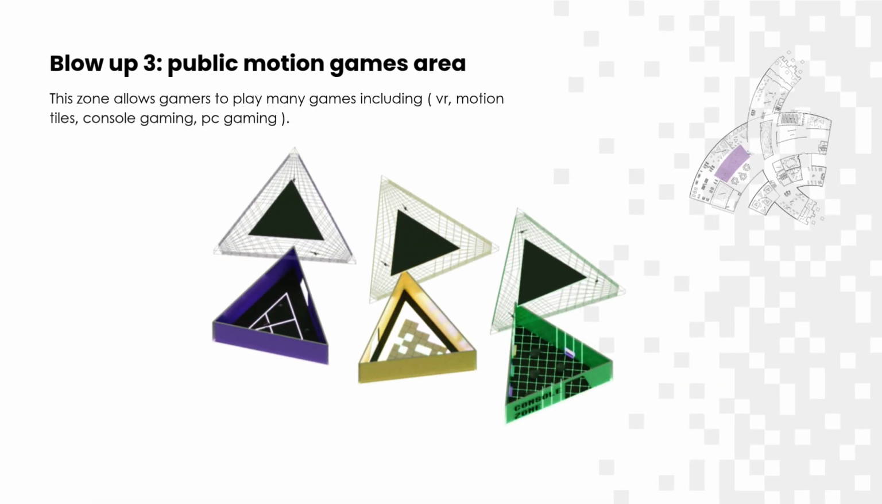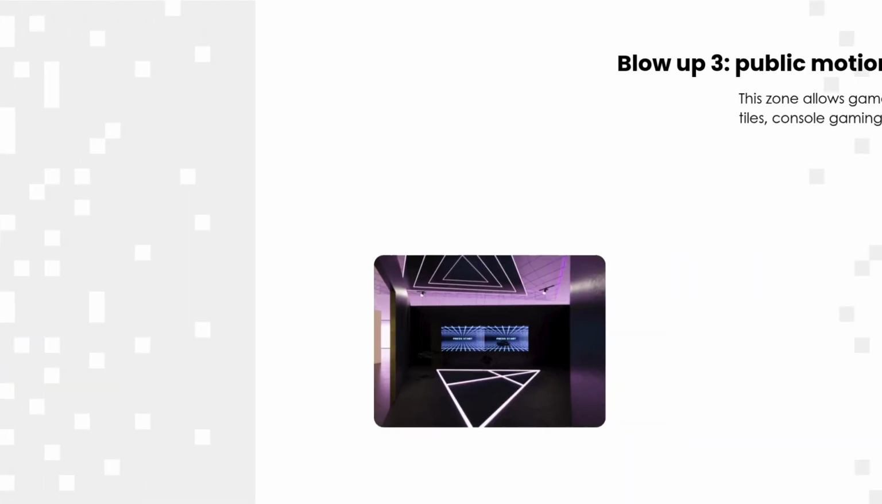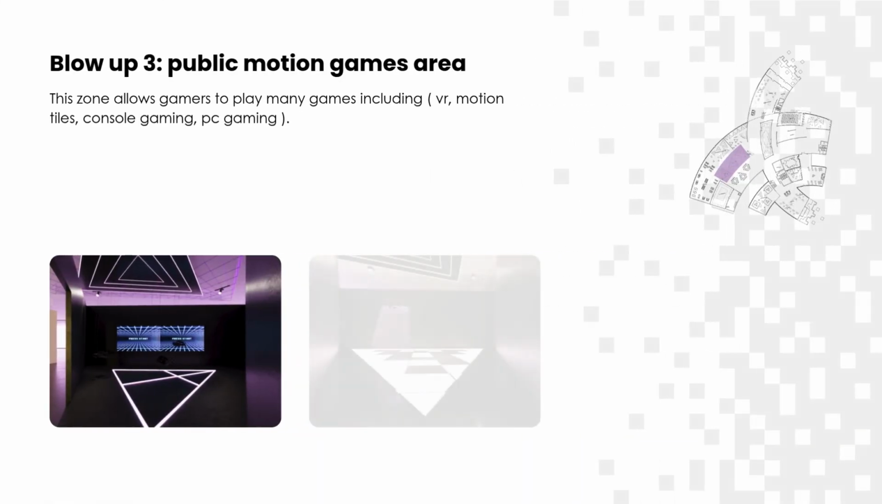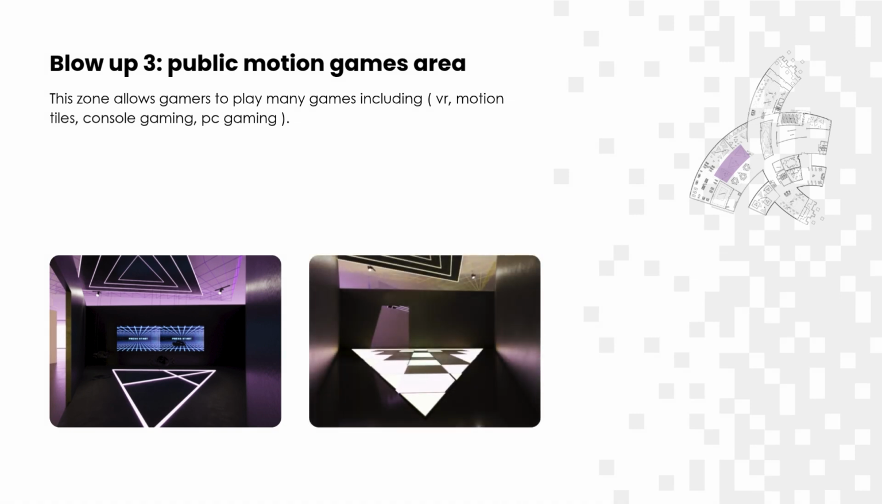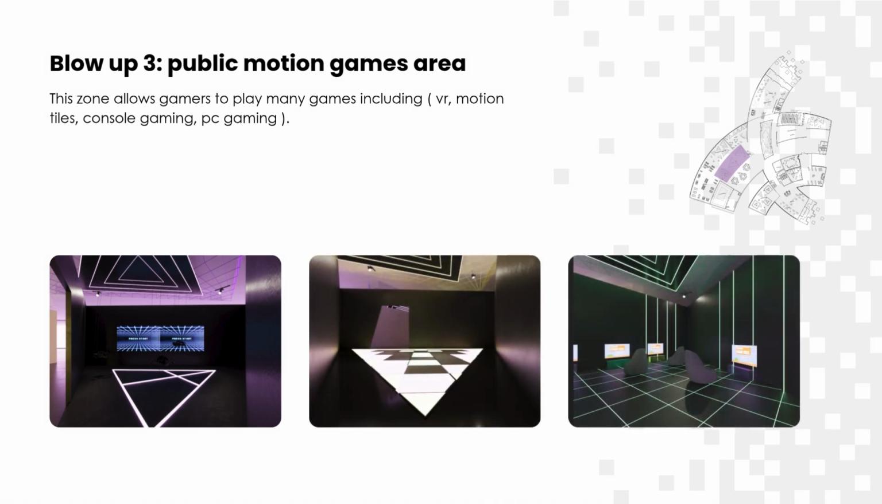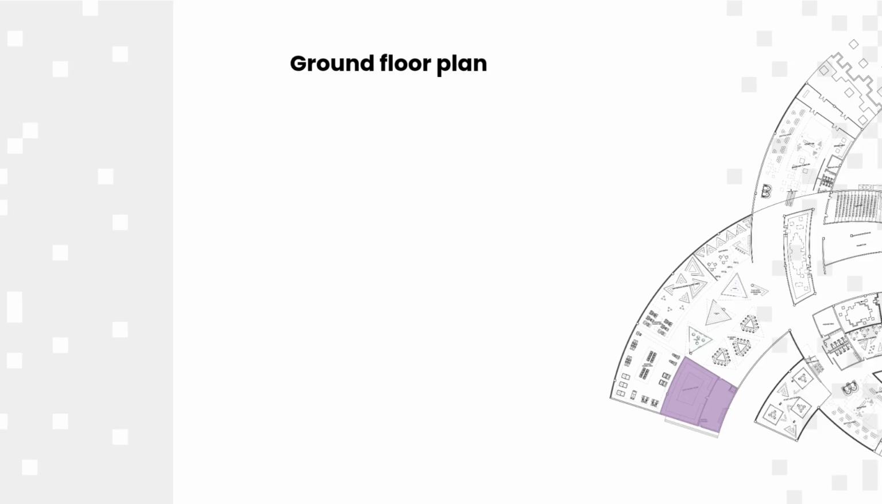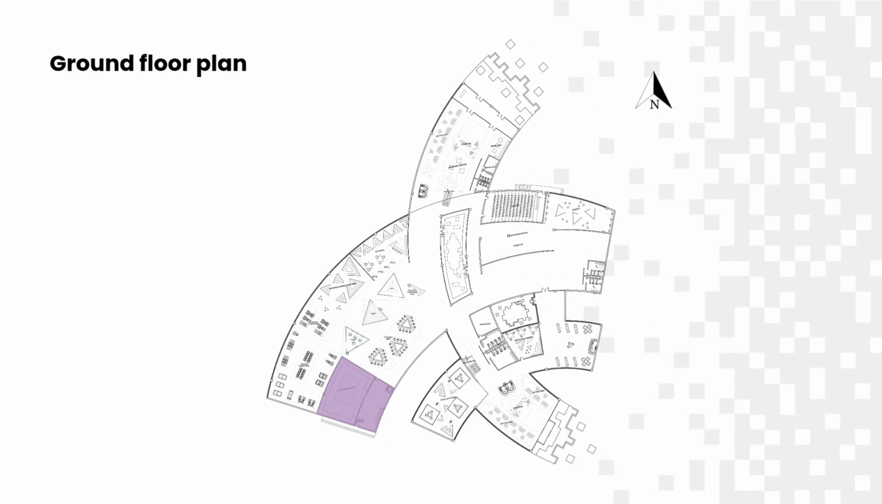Here is an axonometric diagram clearly showing the three zones. These perspectives show each zone from the inside: the VR, the light tiles, and the console gaming. The last zone in the ground floor is the electronic room zone, with vertical circulation to the first floor electronic room. Here you can see the ground floor cords and the connection between the two arc masses.